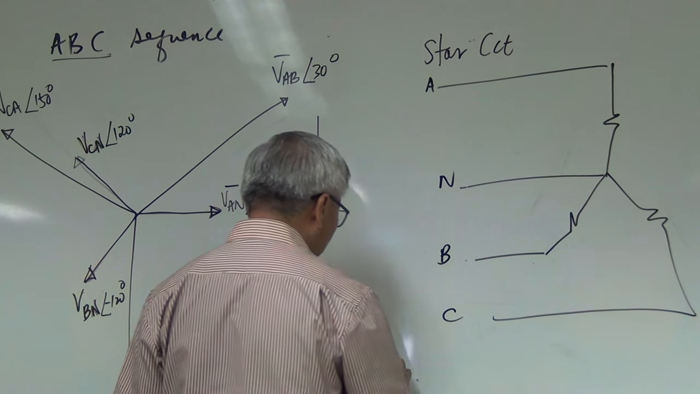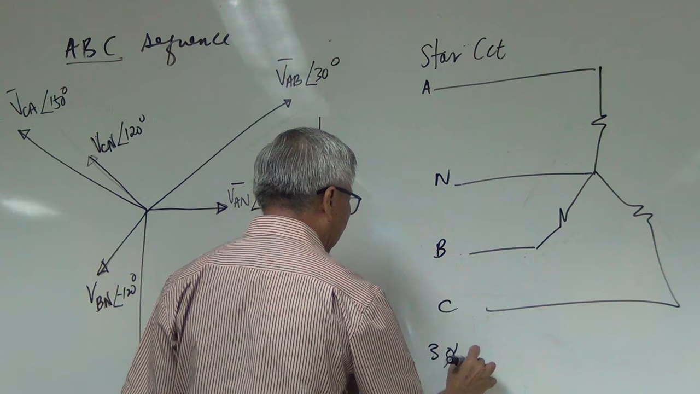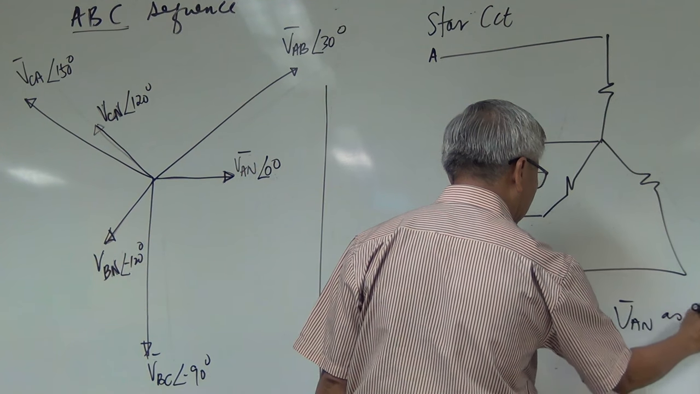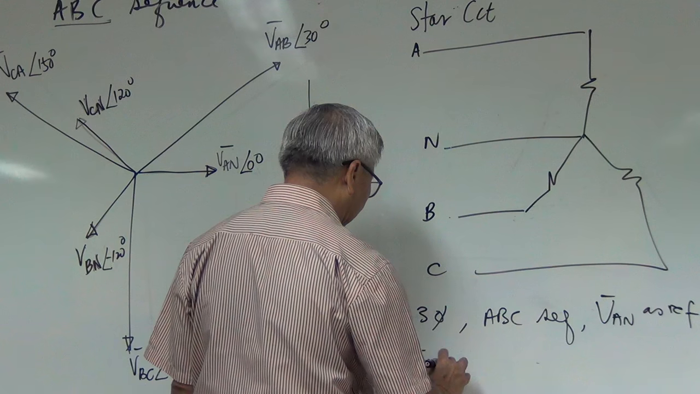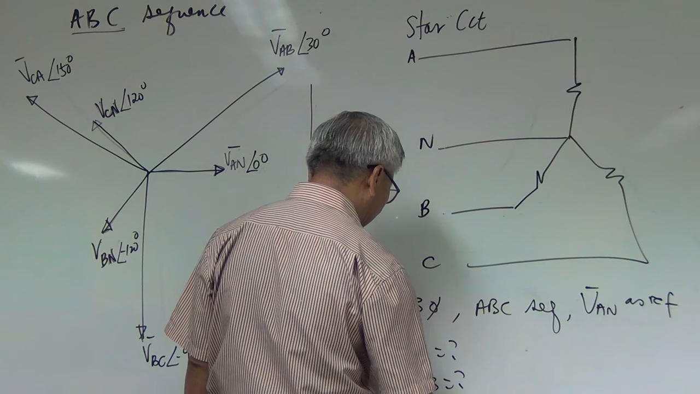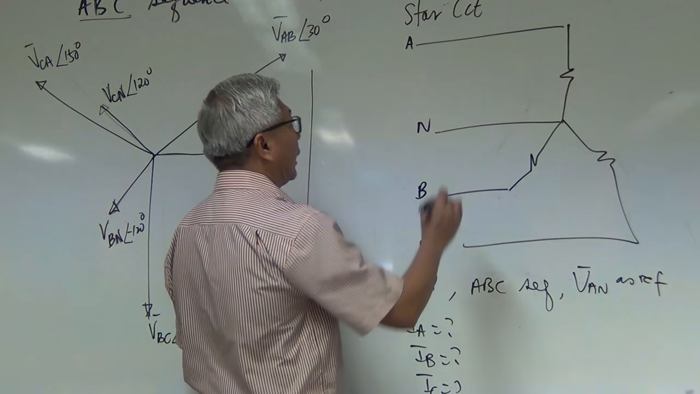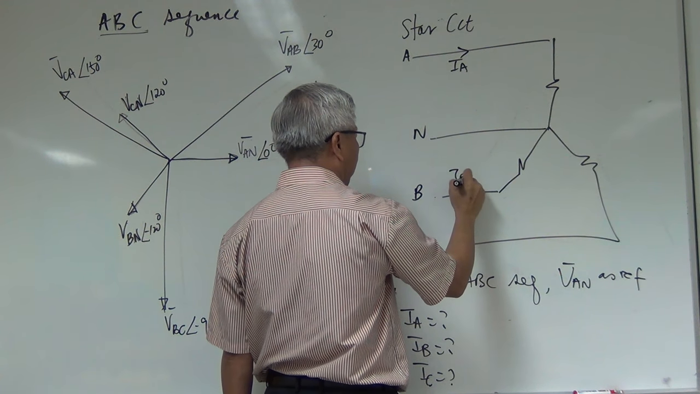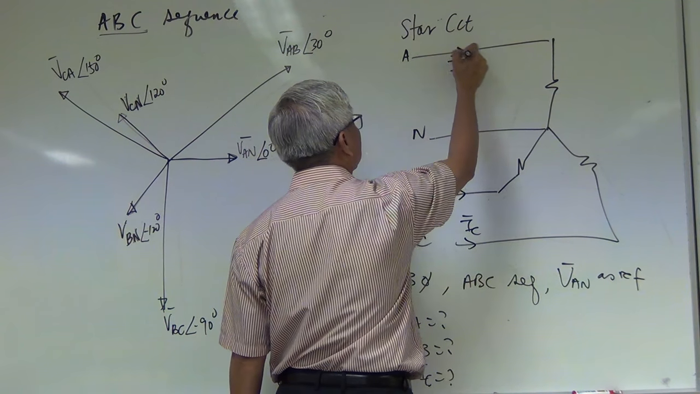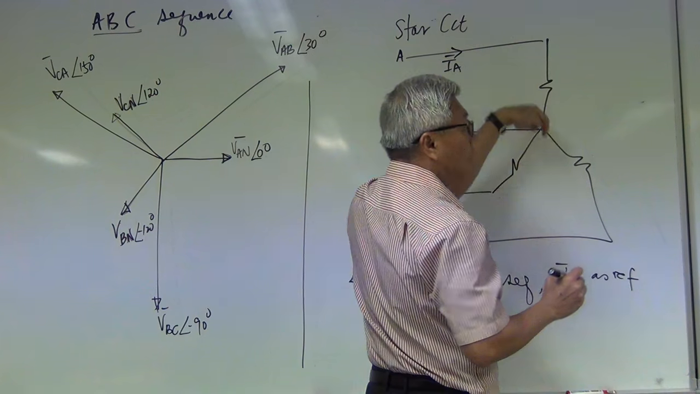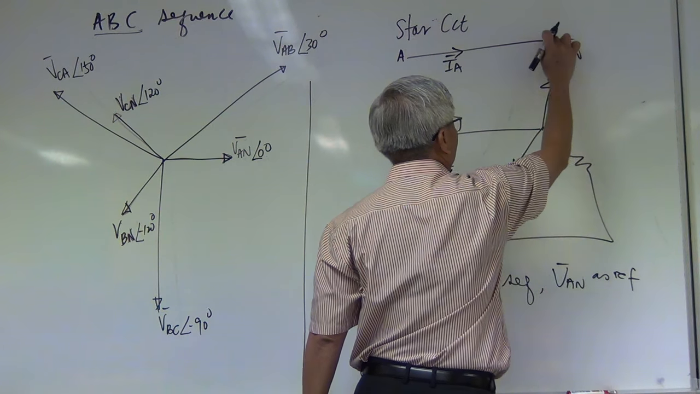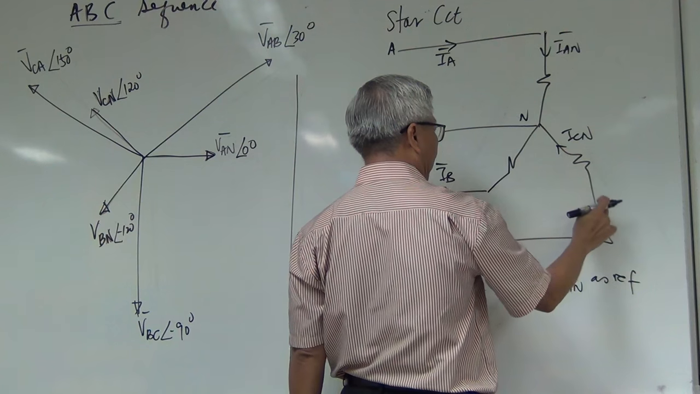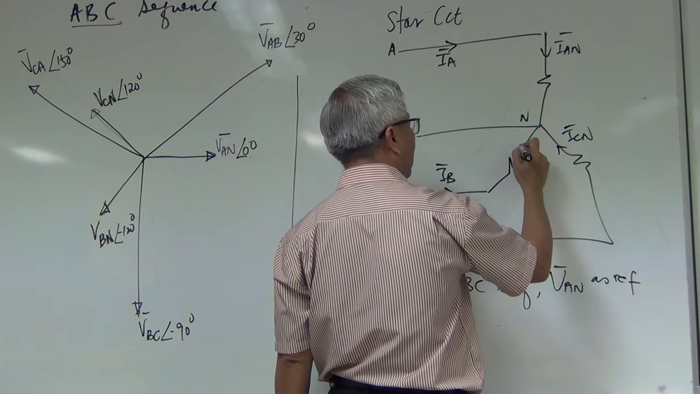Now, often the question will say that this is a 400 volt, three phase, ABC sequence, and then VAN as reference, right? And then you'll be asked to calculate the line currents IA, IB, and IC, right? Okay, now IA means this is a current called IA outside the phase, so it's called the line current, and this is IB, and this is IC, right? Now the current that's flowing inside, we call them the phase current. So it's from A to N, the neutral. And here is IC, from C to N, ICN. This is B to N, so it's called IBN.